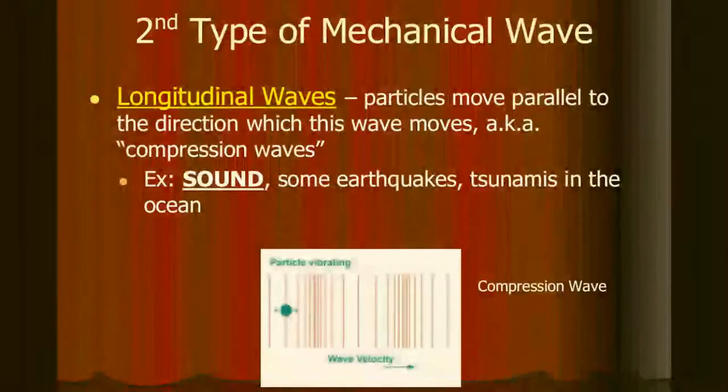There's a second type of mechanical wave, and that's the longitudinal waves. In this case, particles move parallel to the direction in which the wave moves, and these are also known as compression waves. Some examples of longitudinal waves are sound, some earthquakes, and tsunamis in the ocean. Now with compression waves, we're going to see different examples, and we're going to break it down to each part.